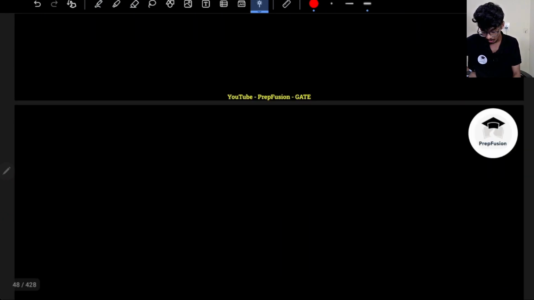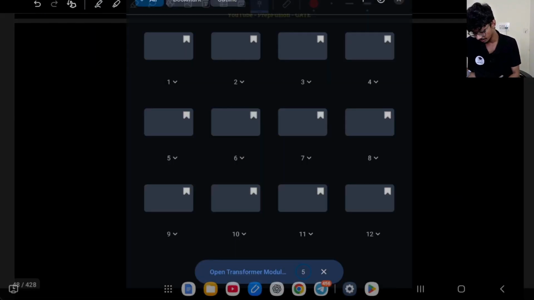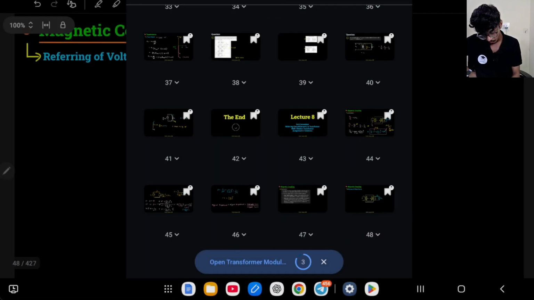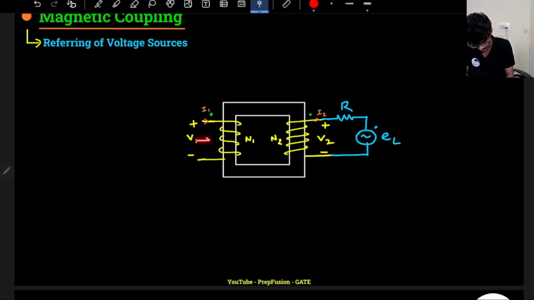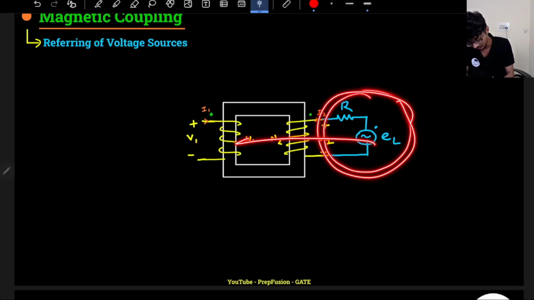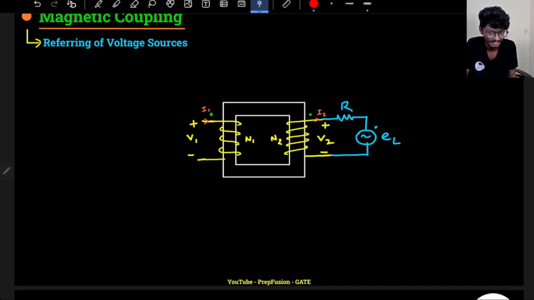Now we will discuss how you can refer different kinds of voltage sources and current sources. So a voltage source also you can refer. Let's say if I have a voltage source here, this resistance can be easily referred, right? If these are the circuit elements connected here and I want to refer everything to the primary for my easier analysis, the resistance can easily be referred, but what about the voltage?